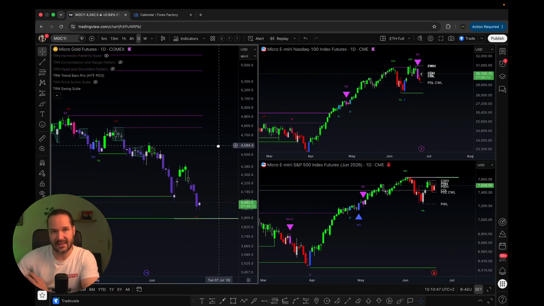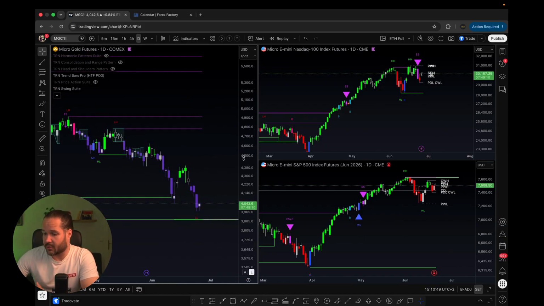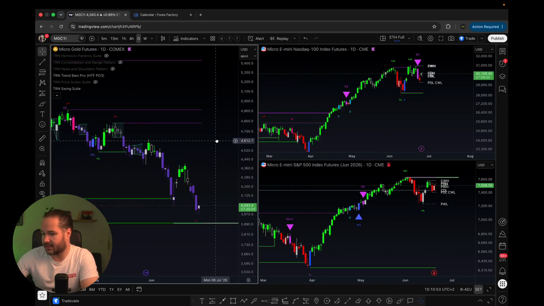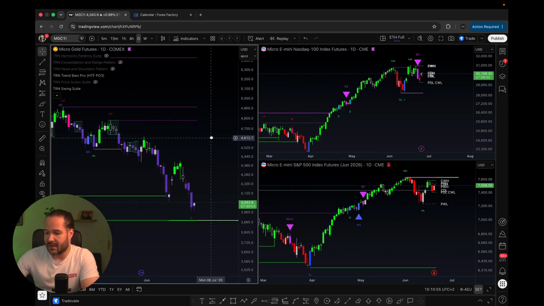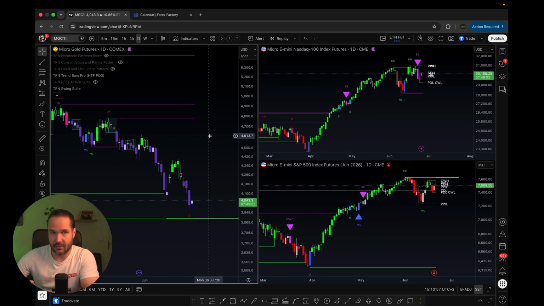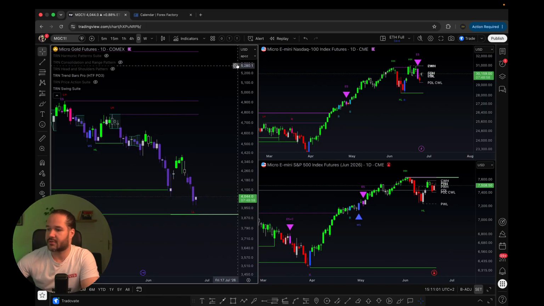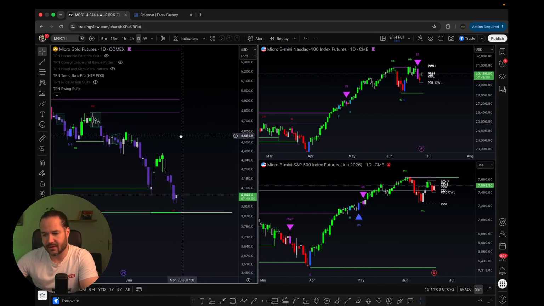But this should be enough. Let's start with the analysis. And the first thing we always do is the high time frame bias. We take a look at the daily charts to have a bias for the signals on the lower time frames. So let's start with gold. We're also trading NQ and ES, but we're starting with gold.